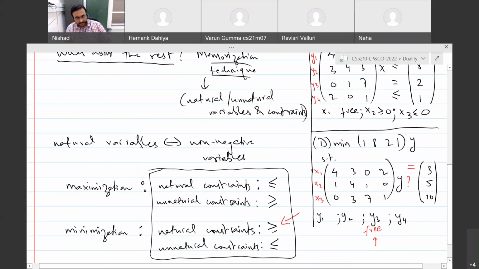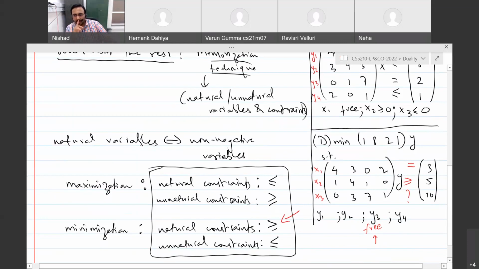Right? It's a greater than equal to. You all agree? Can someone tell me what about the third constraint? So what should the third constraint be in the dual? Should it be an equal to? Should it be a greater than equal to? Should it be a less than equal to? Less than equal to, right?